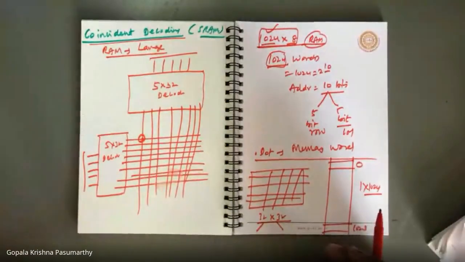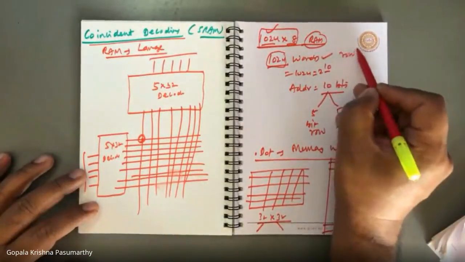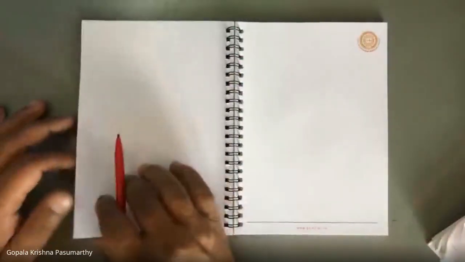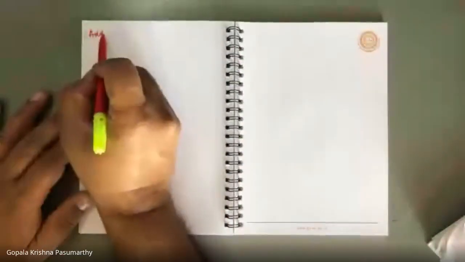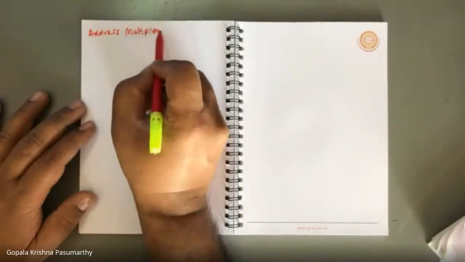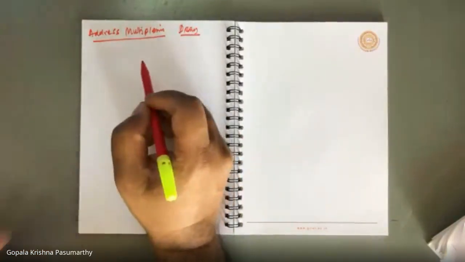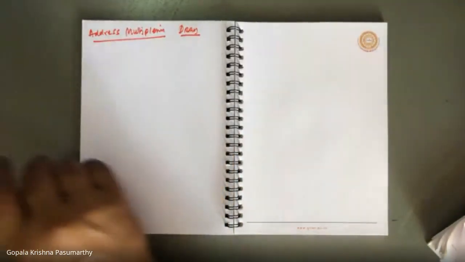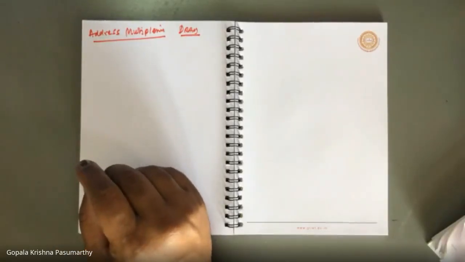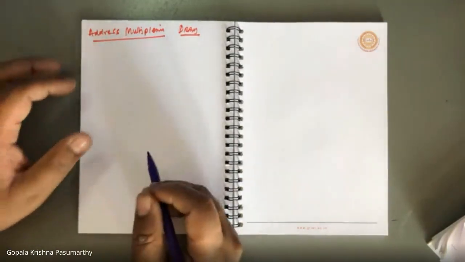This concept is called coincident decoding: arranging the memory words in row-column format like a matrix. In the same way, there is another concept called address multiplexing. Address multiplexing is used in dynamic RAM, DRAM.